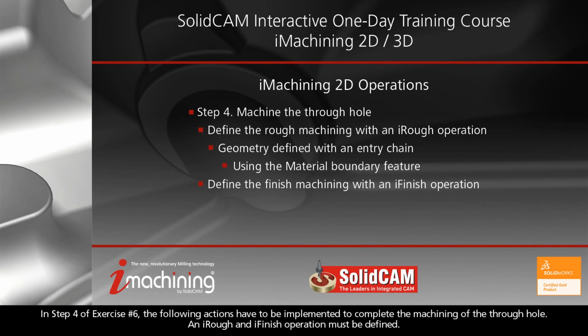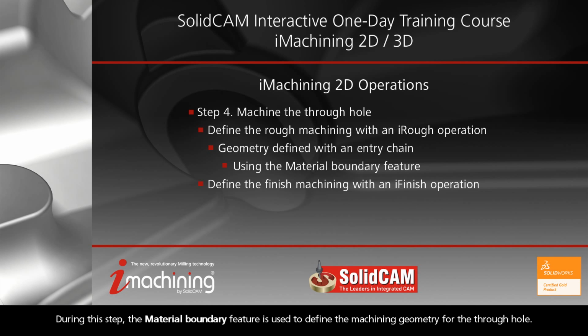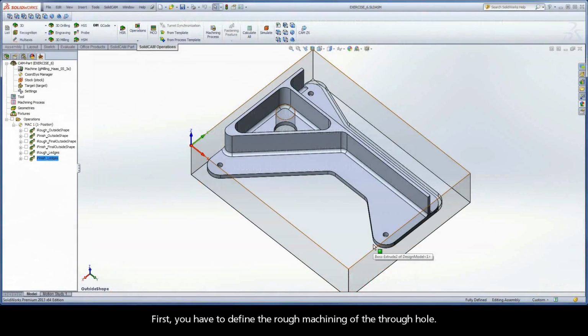In step 4 of exercise number 6, the following actions have to be implemented to complete the machining of the through hole. An iRough and iFinish operation must be defined. During this step, the material boundary feature is used to define the machining geometry for the through hole. First, you have to define the rough machining of the through hole.